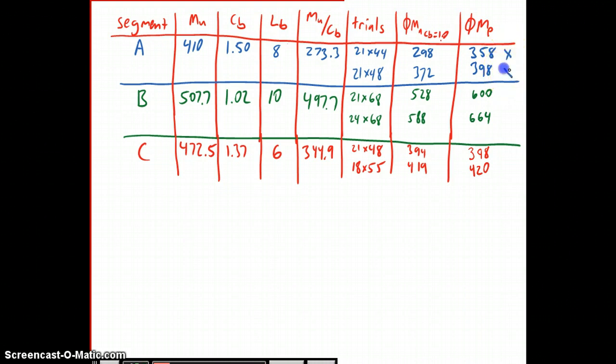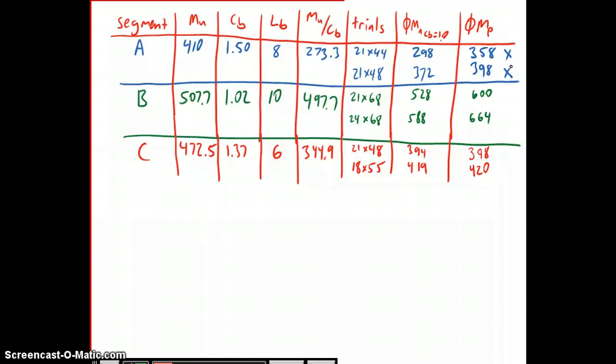So that tells us when we used table 3-10 to get us in the ballpark, we assumed we could use the full 1.5 C sub B, when in reality we're not going to be able to. Assuming we can use that full 1.5 C sub B puts our assumed strength beyond the roof, or beyond phi M sub P, which is not possible. So both of these trials are ruled out.